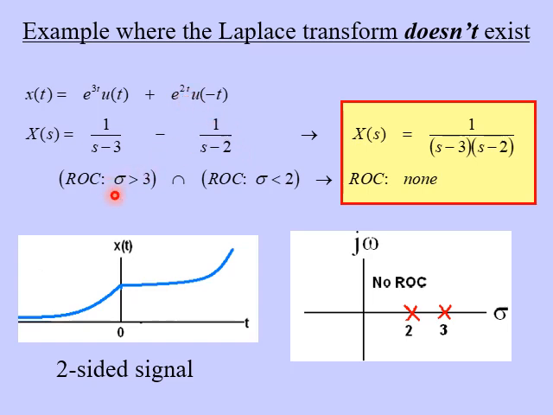Now, the region of convergence, this is where we run into a little bit of a roadblock here. The region of convergence for the first term is sigma is greater than 3, but the region of convergence for the second term is sigma has to be less than 2. Now, there's no intersection between these two regions of convergence. We can't have a number that's greater than 3 and less than 2. So there is no region of convergence. Therefore, the Laplace transform for this particular signal does not exist.